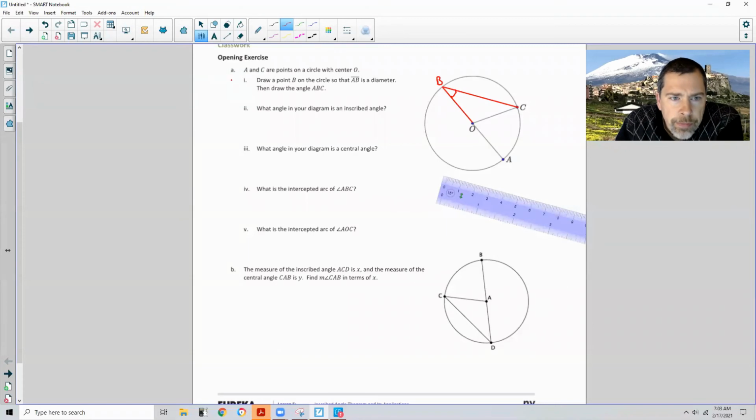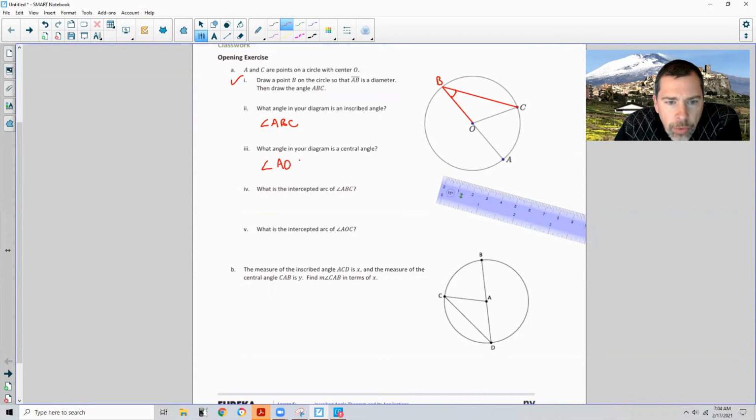Okay, so that was one. Done. What angle in your diagram is an inscribed angle? Well, an inscribed angle has a vertex on the circle where the other two ends are also on the circle. So angle ABC is the inscribed angle. Or you could have called it OBC, but if it's inscribed, you want to name the end that's on the circle. What angle in your diagram is a central angle? Well, that was the original angle they gave us, angle COA or angle AOC, either way.